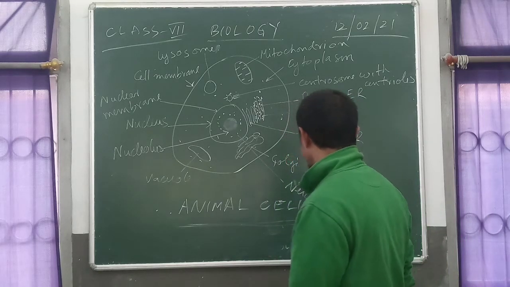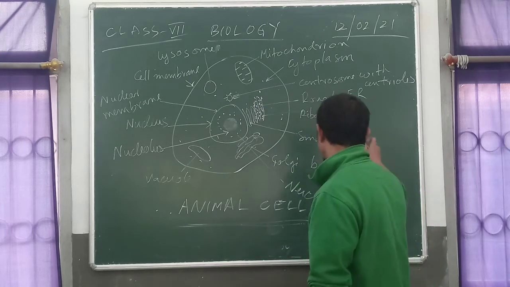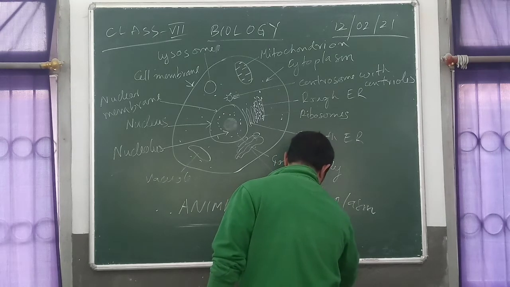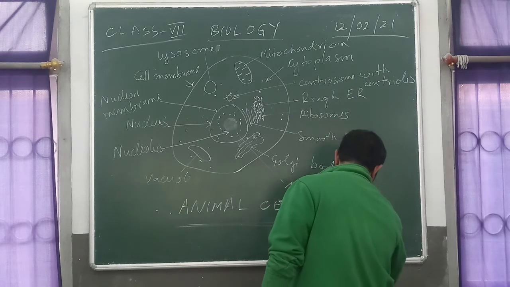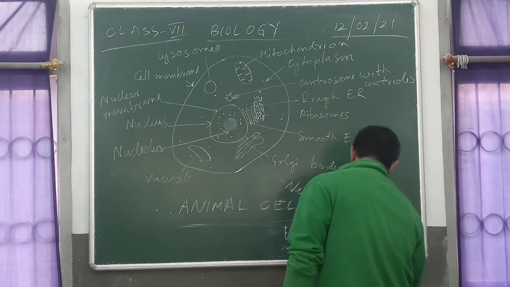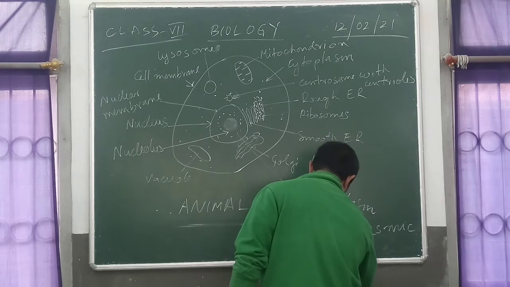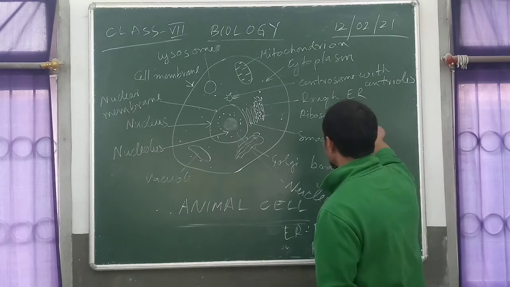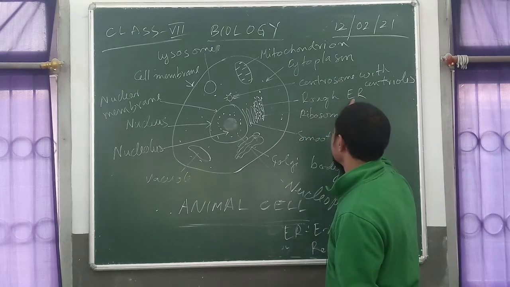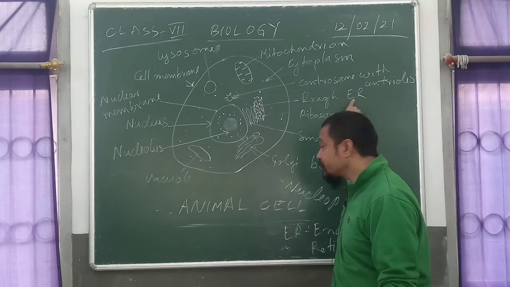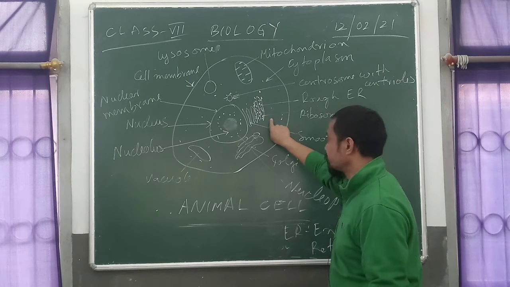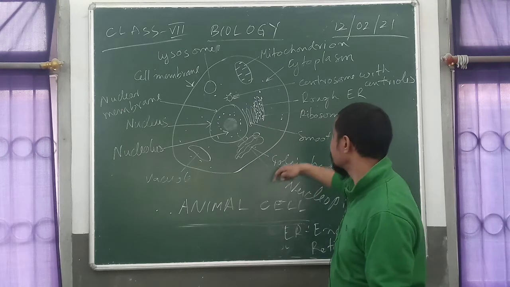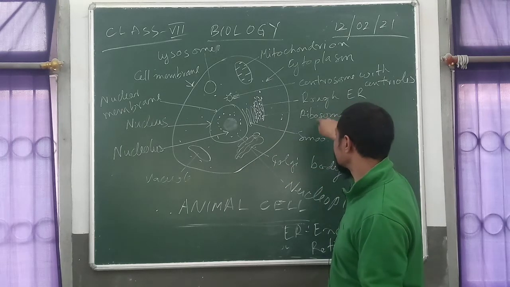Now we are going to talk about the ER. The full form of ER is Endoplasmic Reticulum. We have the smooth endoplasmic reticulum and we have the rough endoplasmic reticulum. Why is it a rough endoplasmic reticulum? Because of the ribosomes which are there. Understood? Ribosomes are the site for protein synthesis and are made inside the nucleolus. So we have the rough endoplasmic reticulum and smooth endoplasmic reticulum.